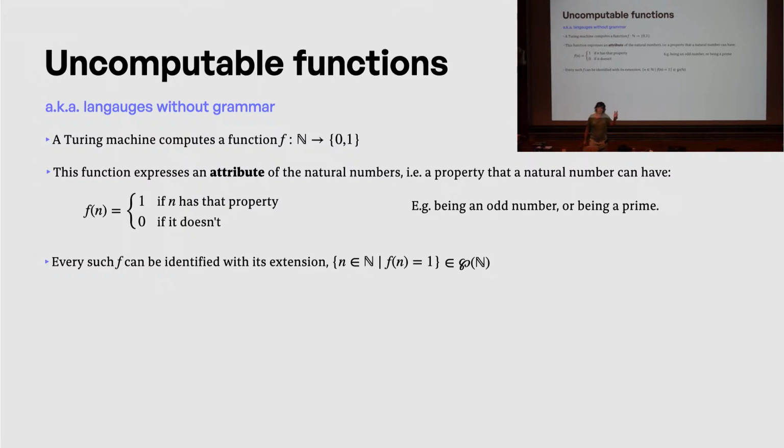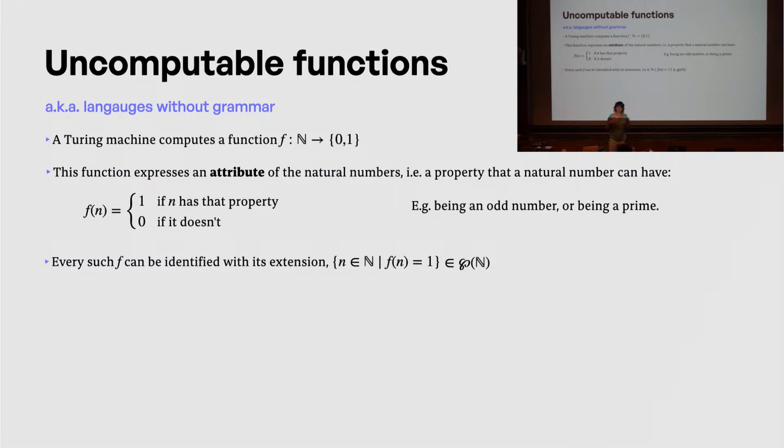Now, this is an element of the power set of the naturals. What is the power set? The power set is the set of all subsets of the naturals. So for example, it contains the empty set. It contains all sets with a single element, just 1, just 2, just 3.